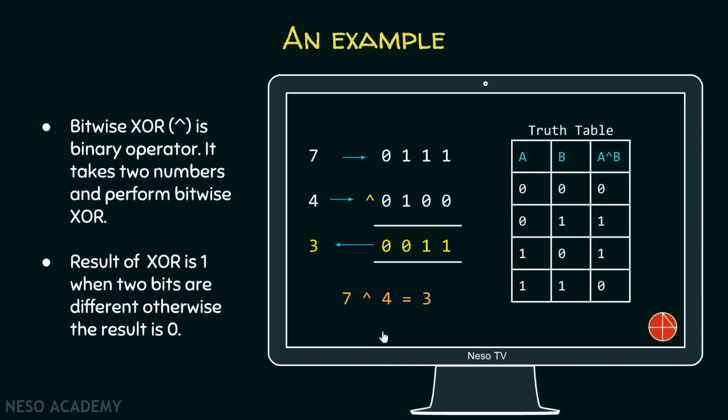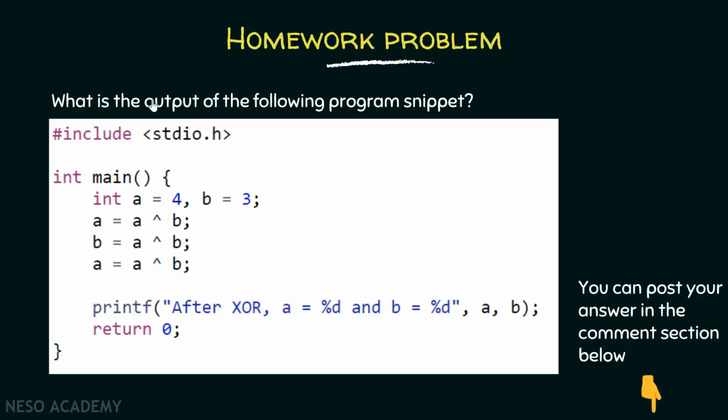Now let's consider one homework problem. What is the output of the following program snippet? Here, the value of A is 4 and the value of B is 3. In the first line, we are performing XOR between A and B and storing its result in A. After that, we are performing XOR between A and B again and storing its result in B. And then finally, we are performing XOR between A and B again and storing its result again in A.